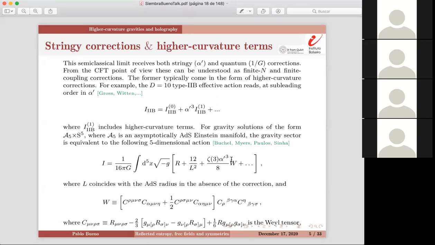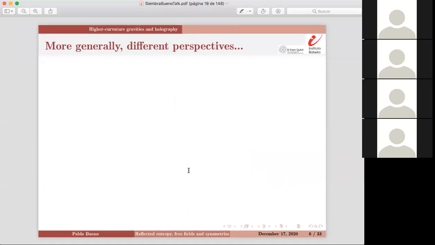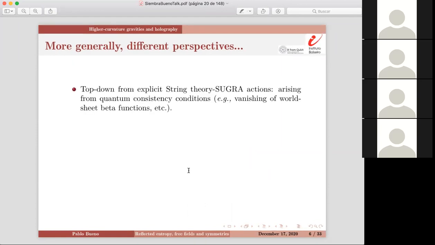And you have a correction that involves 4 Weyl tensors contracted with each other, and a couple of different contractions of the Weyl tensor. So you see that the Einstein-Hilbert piece gets corrected by these kinds of terms. Well, this is one of the perspectives, perhaps the most rigorous in a sense, but there are others. I'm going to tell you about a different one in particular.